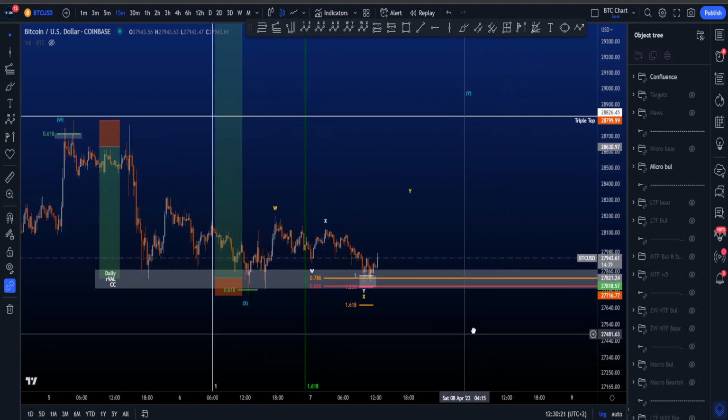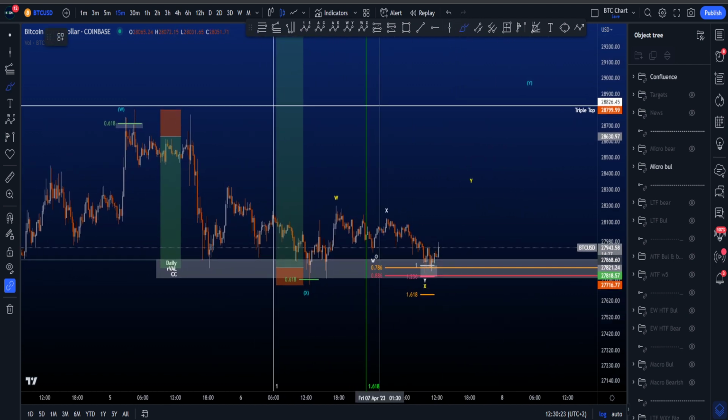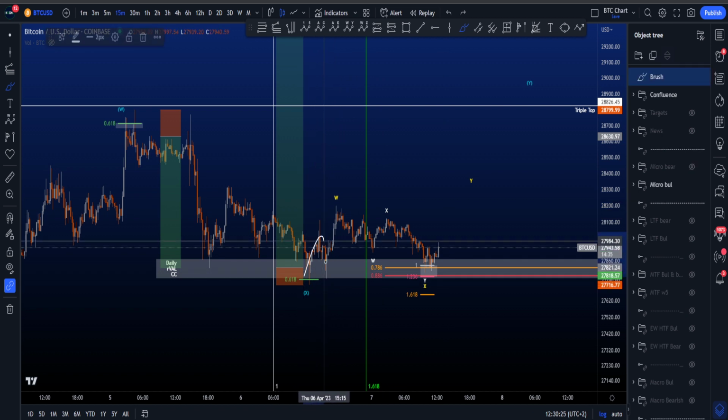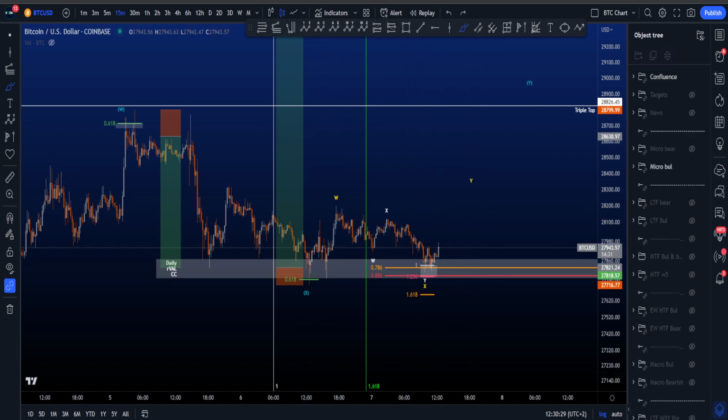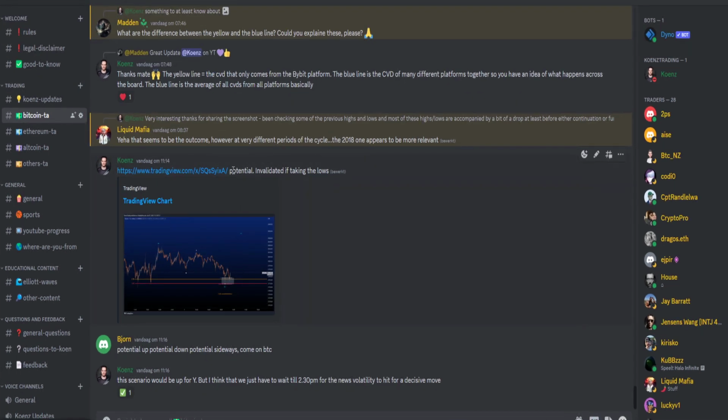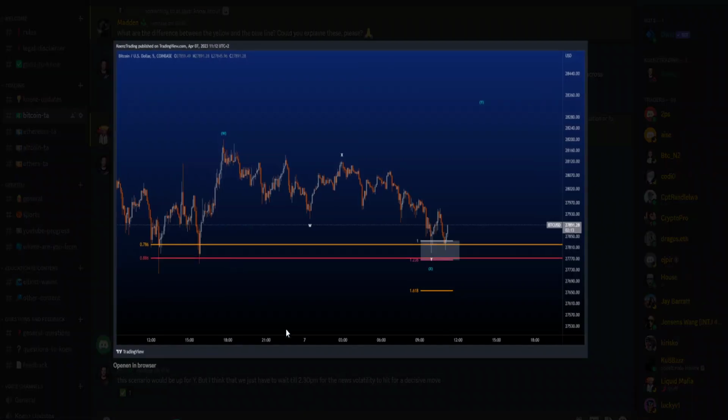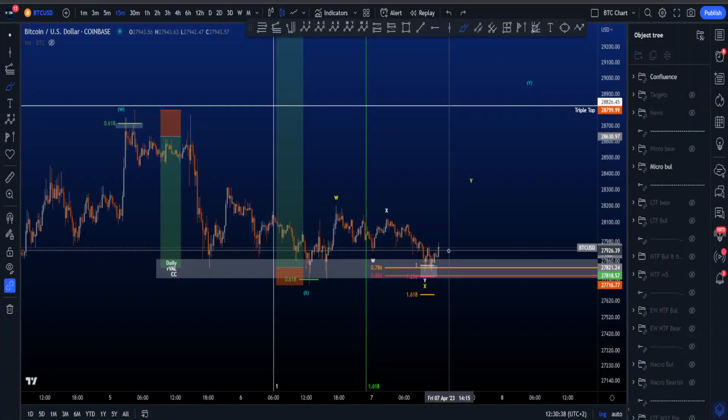Currently, if we zoom in a little bit, we can also see I have a yellow count over here. So 3 waves in W, basically 3 waves in X, looking for upside in Y. As also shared in the Discord group, I said this has potential. Invalidation, of course, is taking the lows over here.